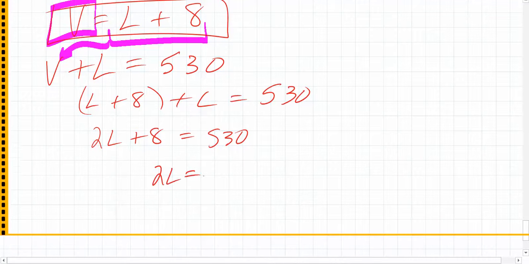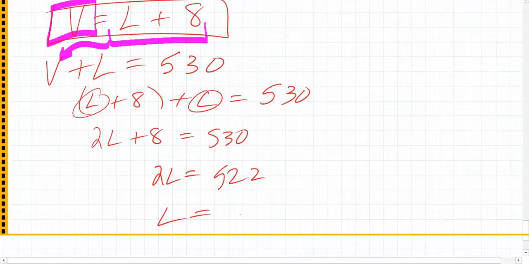So 2L. Where's the 2? There's an L right there and an L right there. So how many L's do I have? So I get 522. So what does L equal? 261. And you know that V is equal to L plus 8. So V is equal to 269.